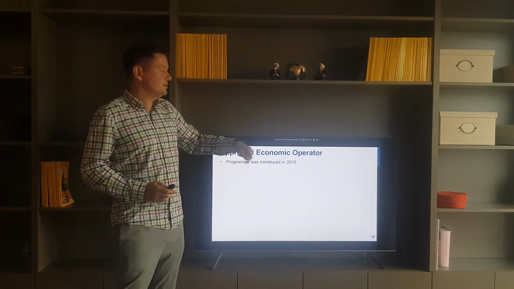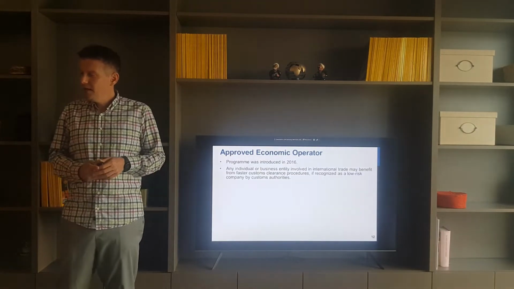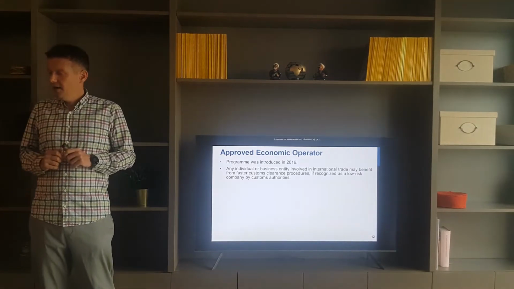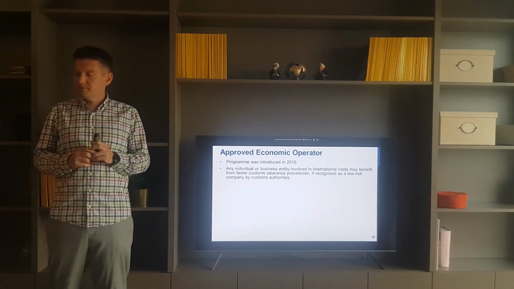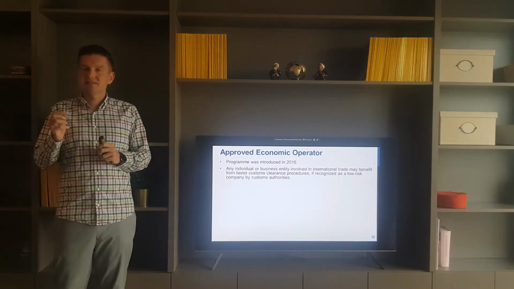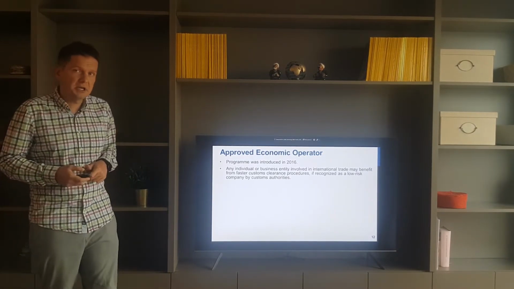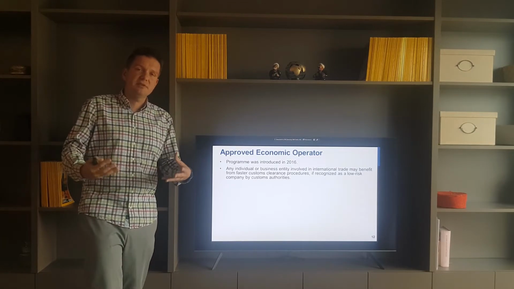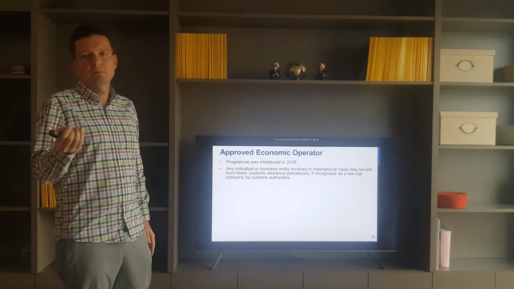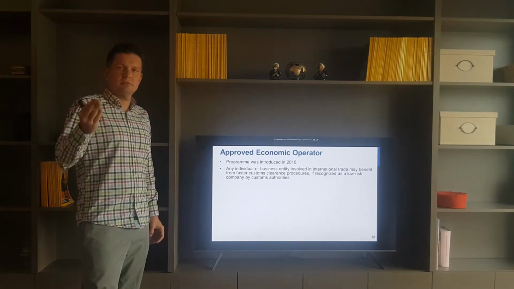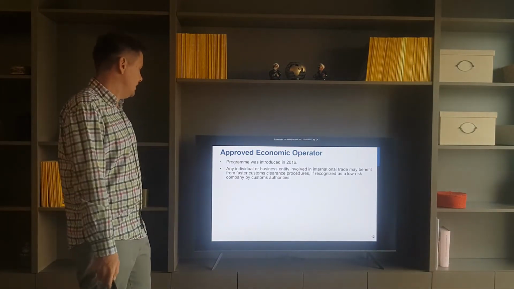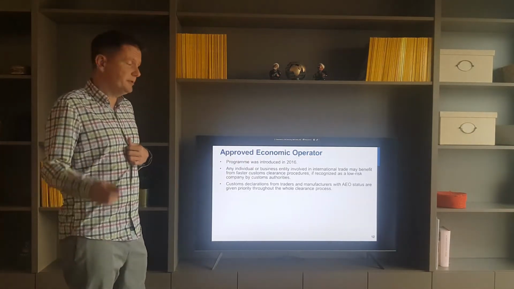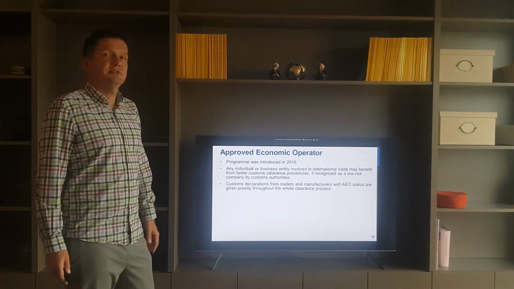The program was introduced in 2016 as quite an interesting program, and it's based on the following. Any individual or business entity involved in international trade may benefit from faster custom clearance procedures if recognized as a low-risk company by custom authorities. So if you're a trustworthy company, if you have been dealing with these issues for several years with no troubles, with no bureaucratic problems or civil problems or any of that sort, you may apply for the Approved Economic Operator scheme. If you receive the scheme, you can have significant benefits.